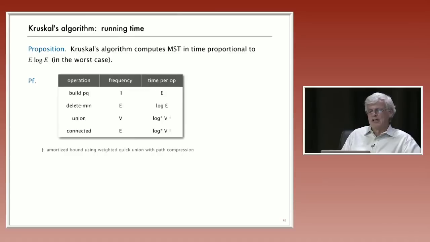So this table is just a proof that summarizes the costs. We're going to first build the priority queue, and we can do that in linear time using the bottom-up construction method. Every edge comes off the priority queue, so there's E of them, and it takes log E per operation. And then union operations, every vertex is involved in one, and connected operations, every edge is involved in one. So the total time is dominated by the E log E for the priority queue operations.